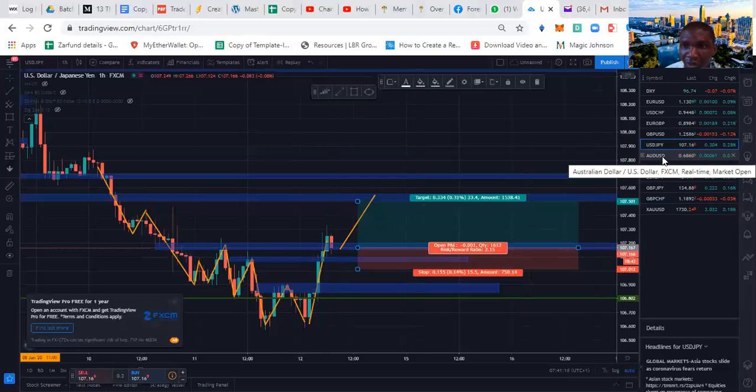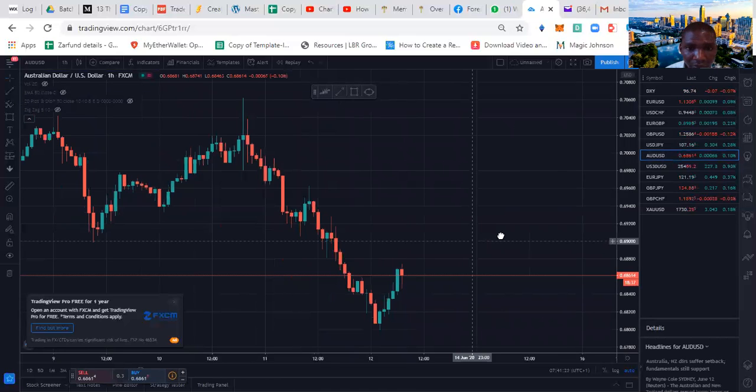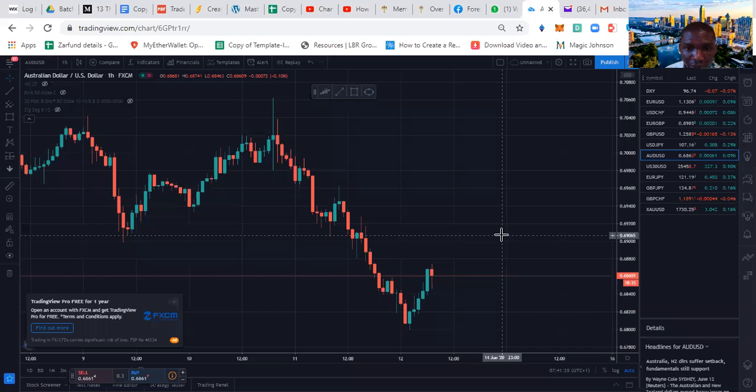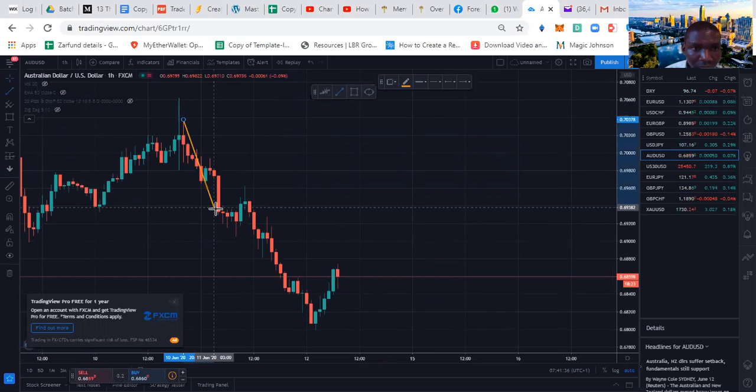That's AUD USD. Looks like AUD USD, let's look at AUD USD.